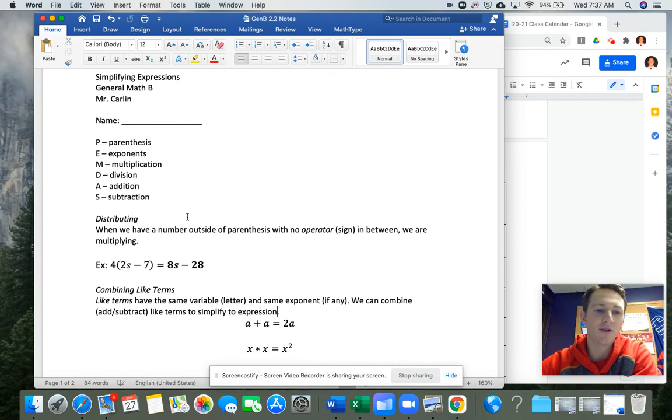So if we are distributing, that's when we have a parentheses in our expression, and there is no operator or no sign between the number and the parentheses. So like right here, we have no sign right here, and that's because it's always going to be an imaginary multiplication sign. So when we have parentheses, we need to distribute into the parentheses so that we can get rid of them. So 4 times 2s would be 4 times 2 is 8, and then we just tack on the s at the end because there's only one s.